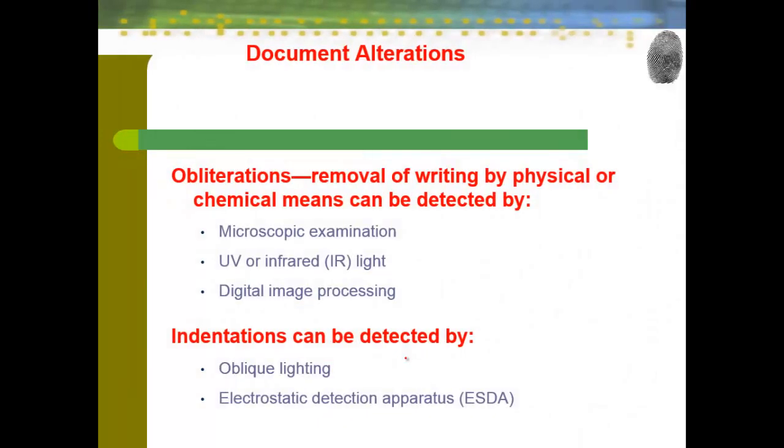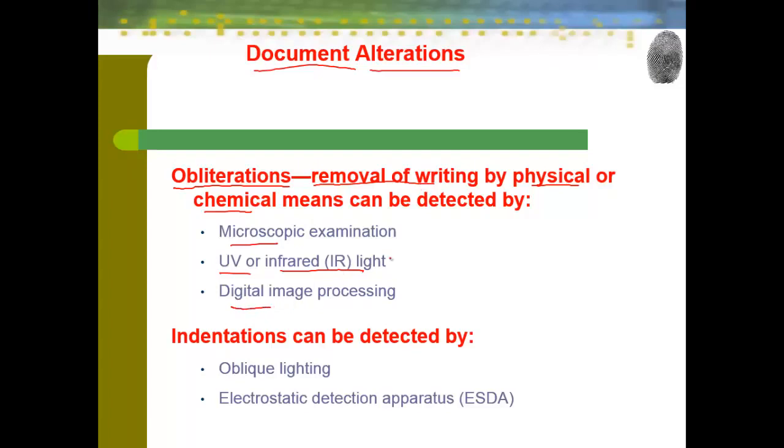So as we're going, the other part to forgery is going to try to alter the documents. Now, document alteration might be to erase or to change or to fix the document up in a different way. And one of the things we can do is obliterations, or the removal of writing by physical or chemical means, can still be detected. So if you erase something or if you try to chemically change something, a lot of times those can still be detected by microscopic examinations. If we use an alternative light source like UV or infrared light, a lot of times we can detect the actual original writing even if it's been washed or cleaned away.